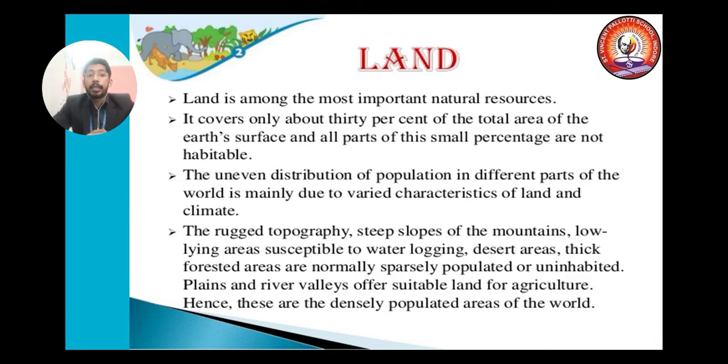Likewise, desert areas and thickly forested areas are also part of this, where people are found in very small numbers, or we can say it is completely uninhabited. On the other side, plains and river valleys offer suitable land for agriculture. These areas are very effective for agriculture. Hence, these are densely populated areas of the world.